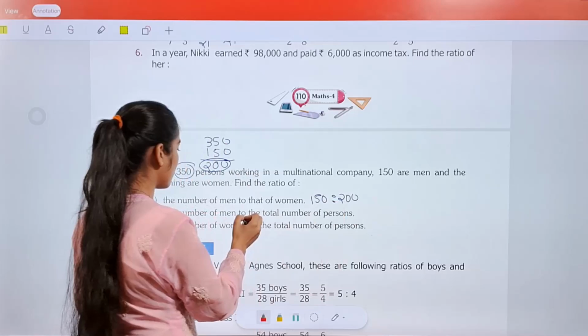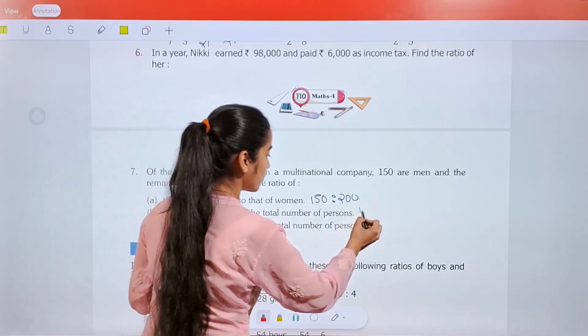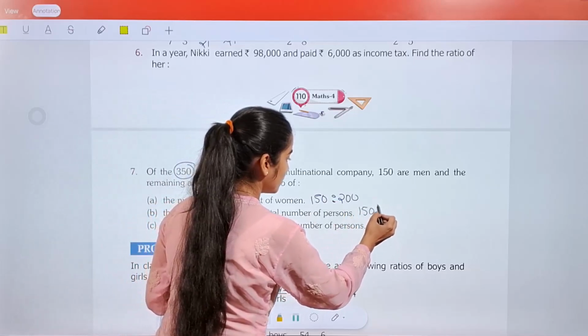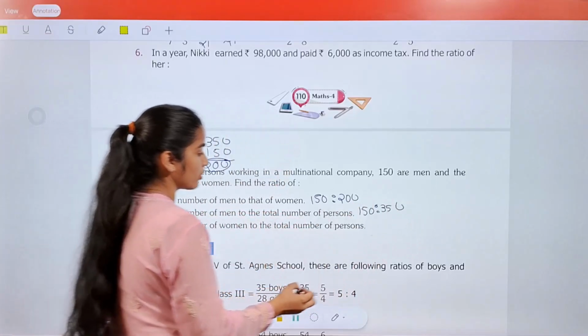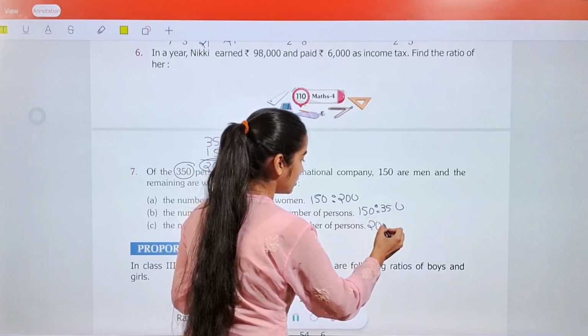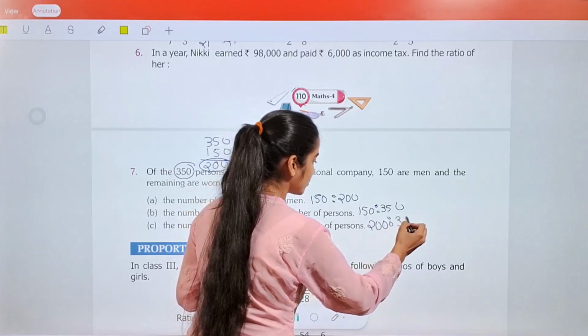Next, the number of men to the total number of persons, so 150 is to 350. Next, the number of women to the total number of persons, 200 is to 350.